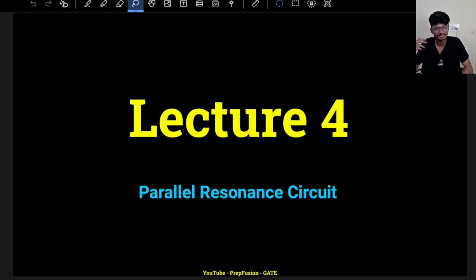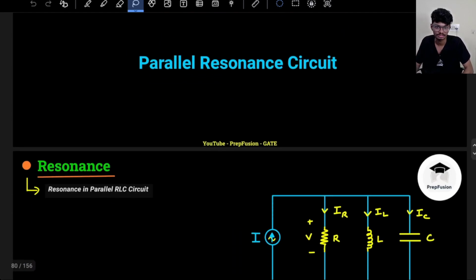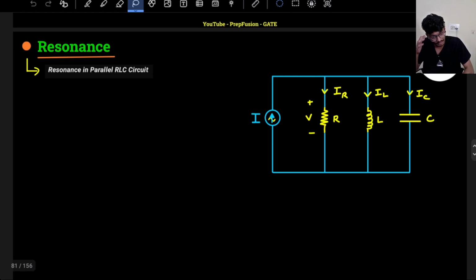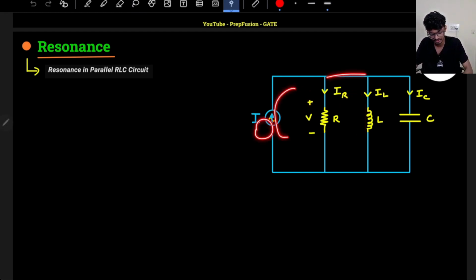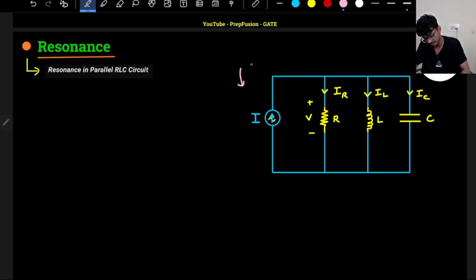So today we will discuss the parallel resonance circuit. For a parallel resonance circuit we will choose a current source. Why? Because current division happens, right? In case of series we used a voltage source because voltage division was happening between R, L, and C. Now I want current division because resonance will happen through the current source. That's why we are using the current source to divide the current.